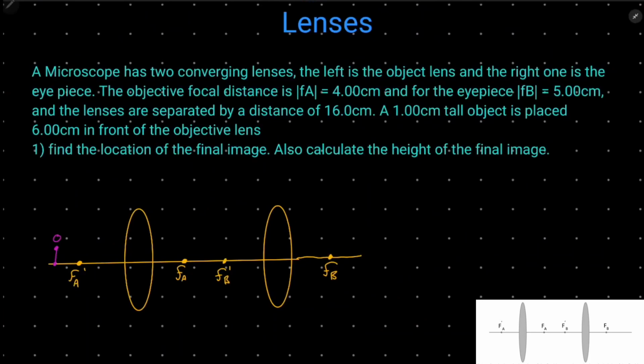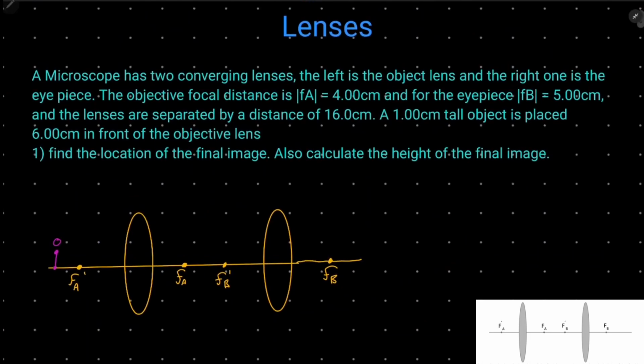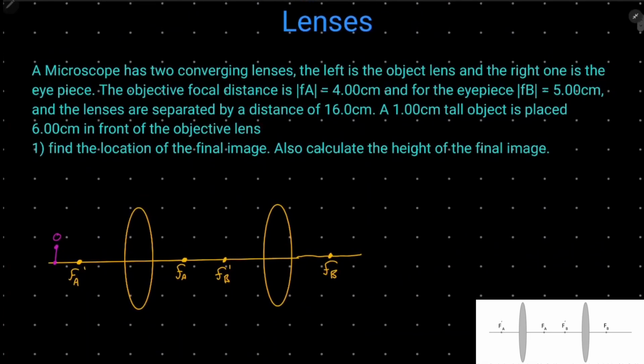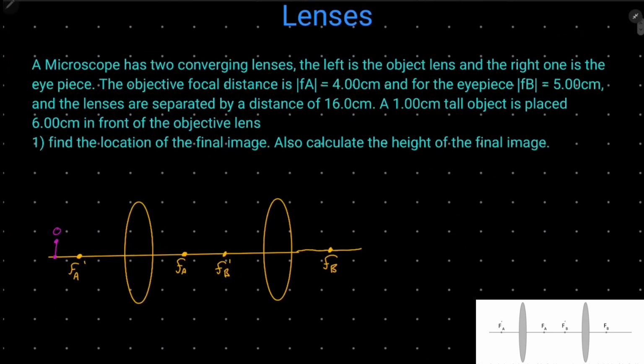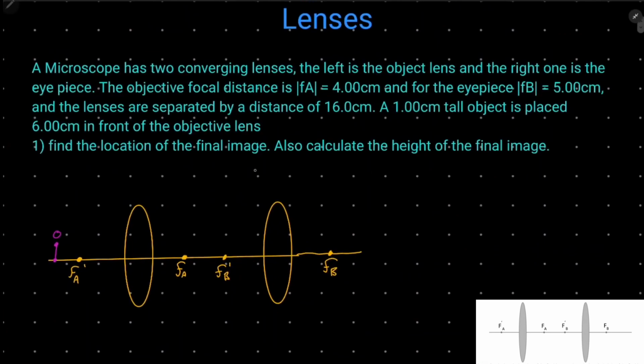So in this video, we're going to be going over lenses. If you would like, please pause and read the question. The first thing we're going to find is the location of the final image as well as the height of the final image. So one equation we're going to need is one of the lens equations.